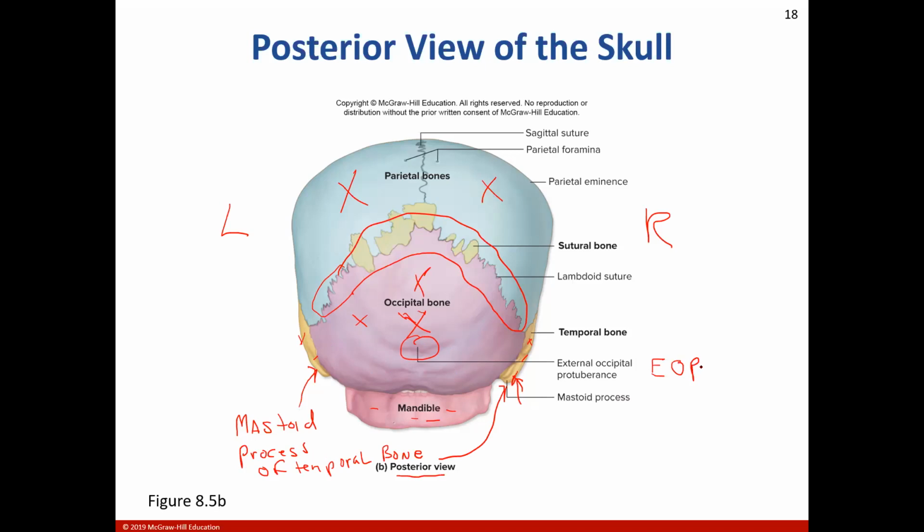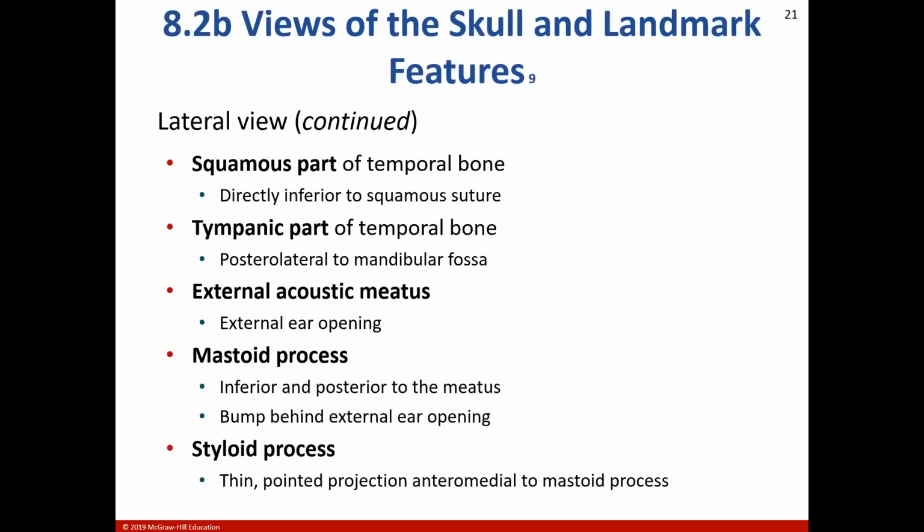Sometimes it's really big on people. Sometimes it's not so big. And it's a point of attachment for a muscle like the trapezius muscle, which you'll learn later, which runs like in a trapezoid design down to your shoulders and the middle of your back. So here's your lambdoid suture again. All right. I'm not going to ask you about sutural bone, so don't worry about that. Just know the bones, first of all.